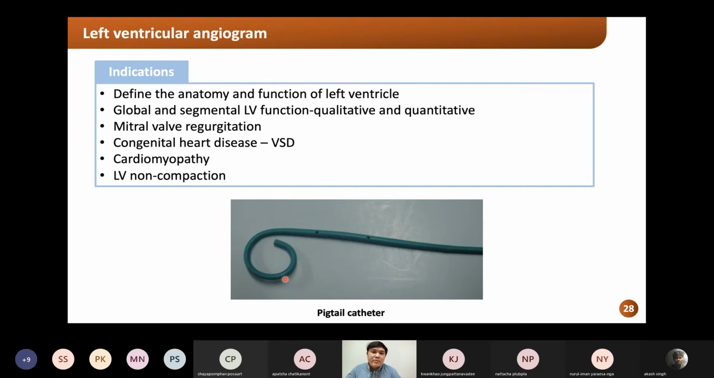The LV-gram would use the pigtail catheter, which has the characteristic shape of a pigtail and has many side holes. Here is the side hole on the catheter, you can see it, and here is the tip hole that the contrast is injected out of.